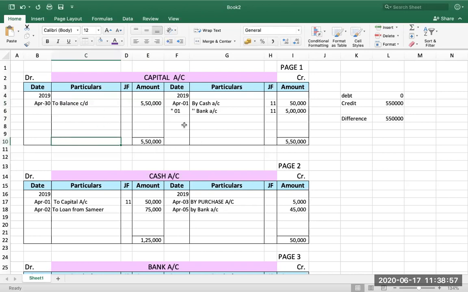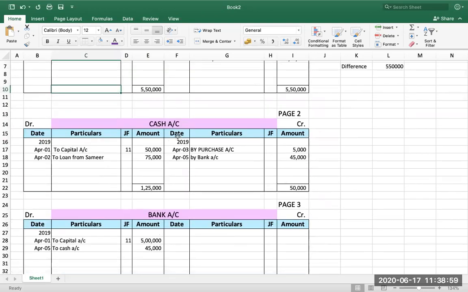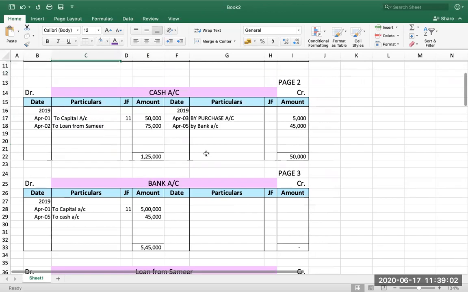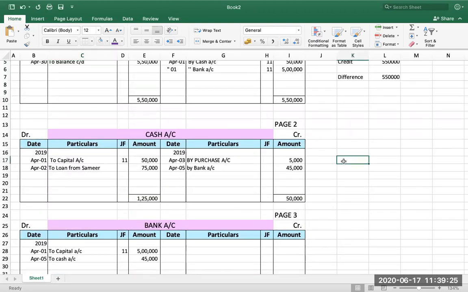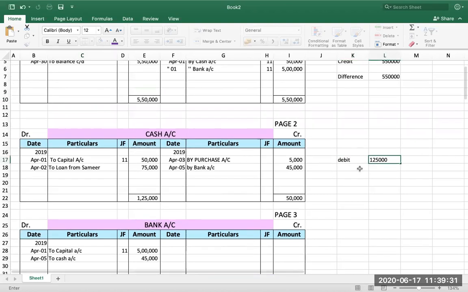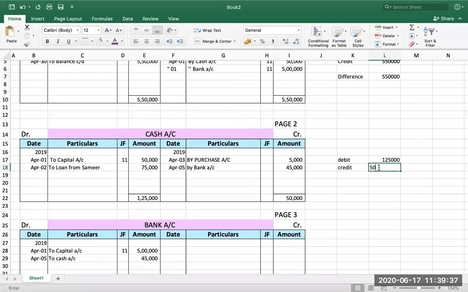Okay. Now another one I'll do where you have both the sides. Now cash account, if you take for example, I hope I'll be able to do this. Now on debit side, you see the total because I've just put the formula. Here it is 1,25,000 and credit side it is 50,000. So which is bigger? It is the debit side which is bigger. If I do the same thing, on debit side you have 1,25,000 and on credit side it is only 50,000.